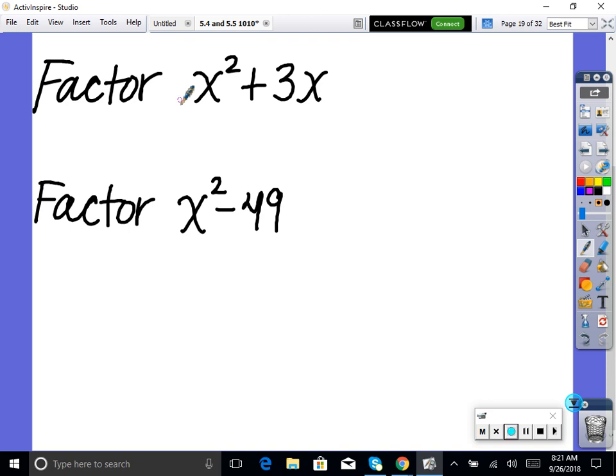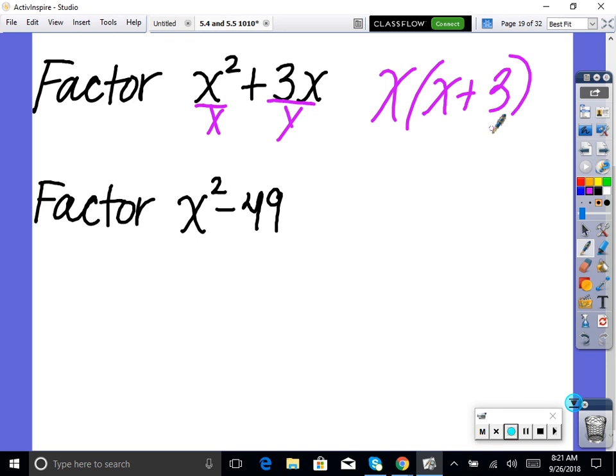What's the greatest common factor? So we'll pull out an x, divide by x, divide by x. Left is x plus 3. Quadratics should have 2 linear factors. 1, 2. Don't we have 2? All quadratics will have 2 factors because it's degree 2. Okay, now looking at this one.